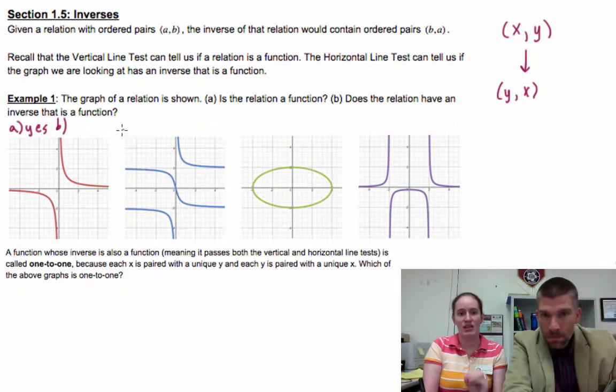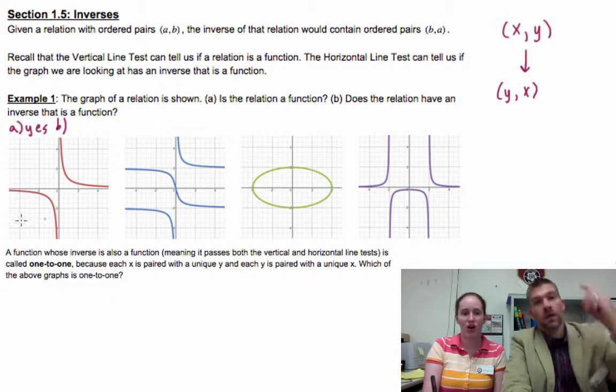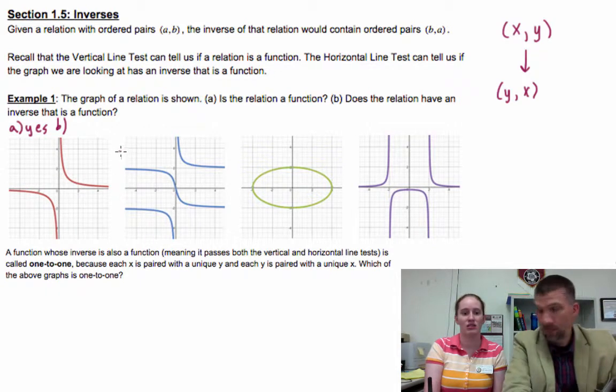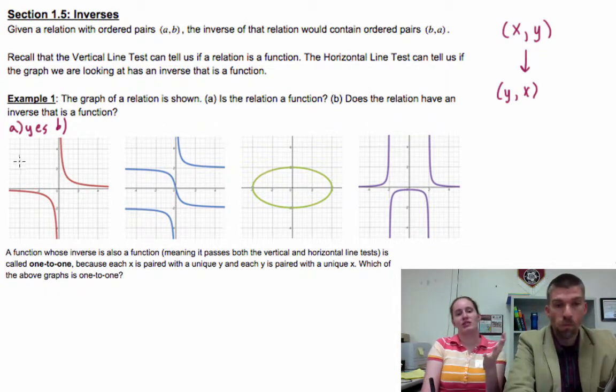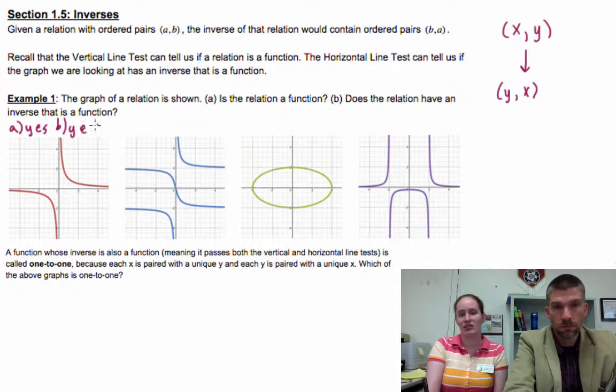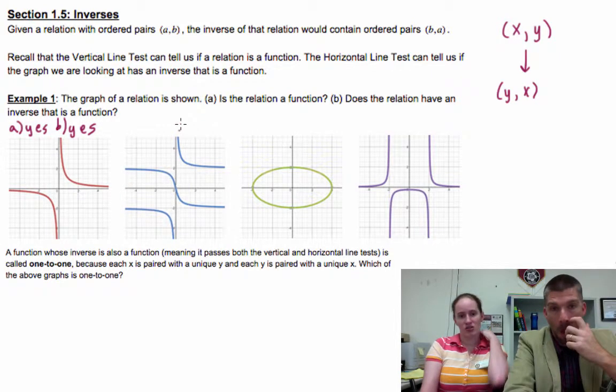B, does the relation have an inverse that is a function? All you do is look at the horizontal line test. It's the same rules as the vertical line test. Because a horizontal line would only go through the graph once at any particular point, then yes, the inverse of it is a function. So let's look at this one.